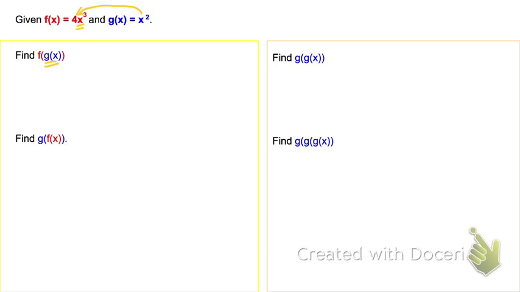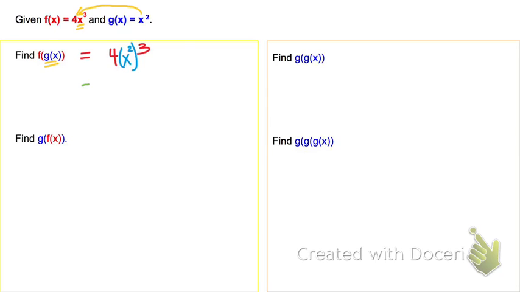So we start off with f of x, so let's write that down. Then wherever there's an x, we're going to erase that, and we're going to put whatever g of x is, because we're substituting g of x in for x. And then you just simplify.